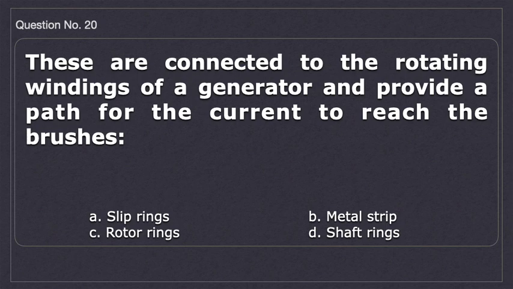Question number 20. These are connected to the rotating windings of a generator and provide a path for the current to reach the brushes. A. Slip rings, B. Metal strip, C. Rotor rings, D. Shaft rings. Answer: A. Slip rings.